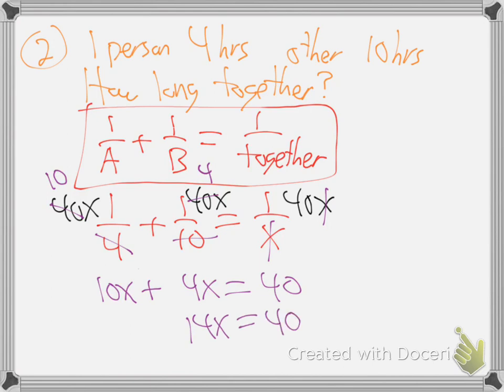14x is 40. Last step, divide by 14. There we go. We've got to reduce that, right? Fractions always need to be reduced. Divide by what? I guess 2. Maybe 20 over 7. There we go. It's kind of a weird looking answer.